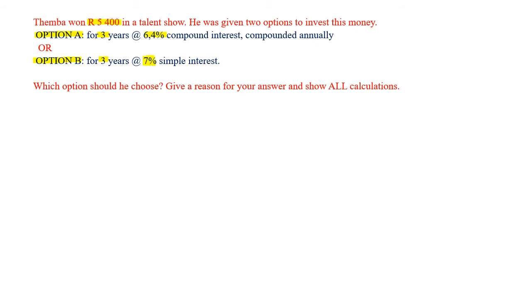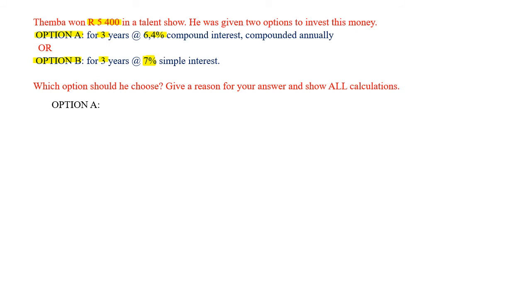The question is, which option should he choose? Give a reason for your answer and show all calculations. Very important, guys, to show all calculations. Because I have 2 options, let's start off with option A. Option A is compound interest.